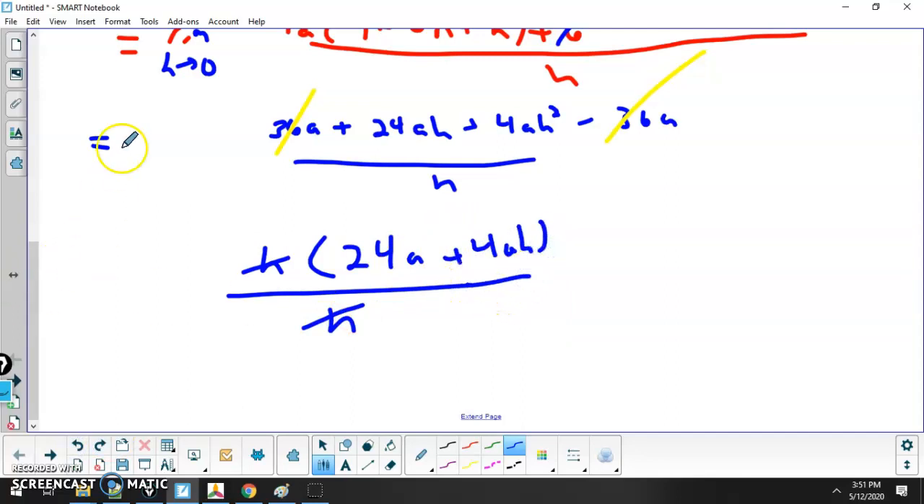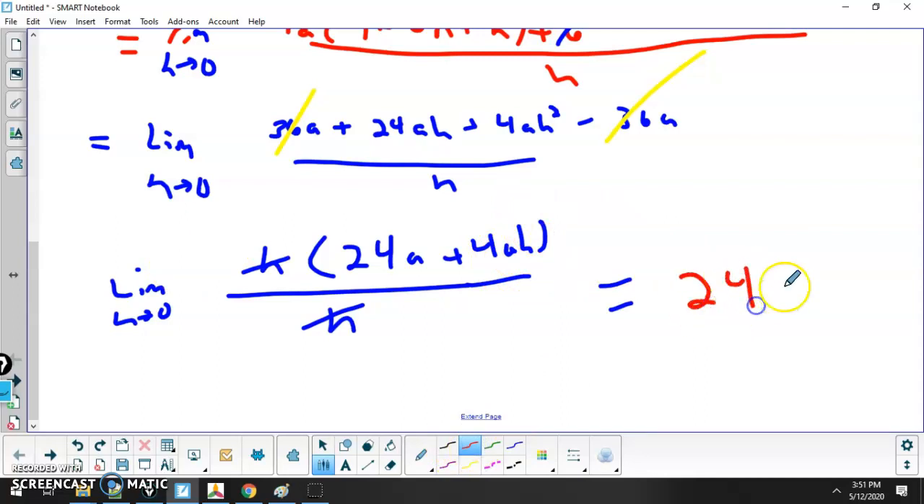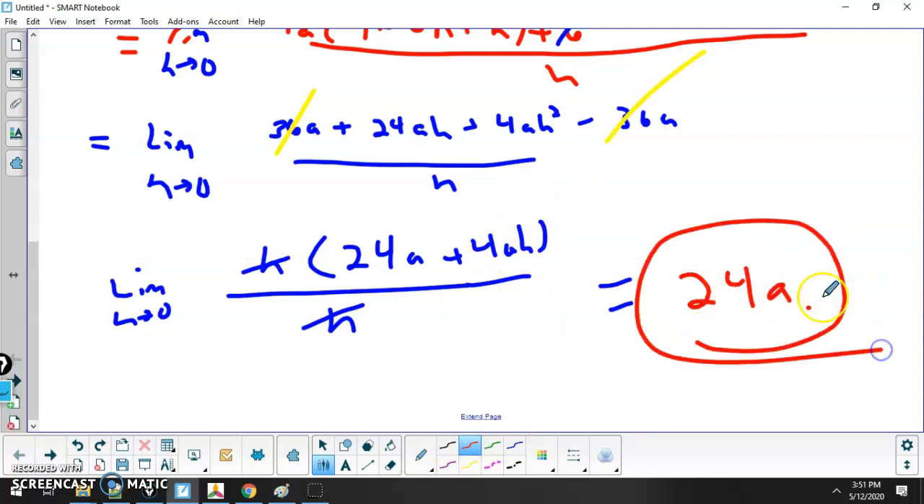Don't forget, I didn't write it here, but I was just being lazy. This is the limit as h approaches 0. This is the key to wrap up this derivative here. Substitute 0 in, and when you substitute 0 in, this 4ah term will cancel out. And so all this just simply becomes 24a. So that's so pretty, right?